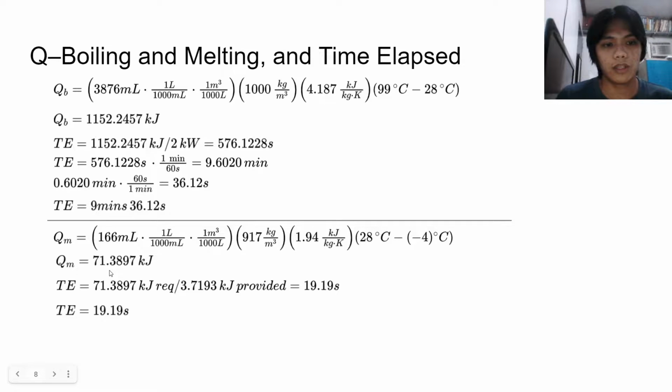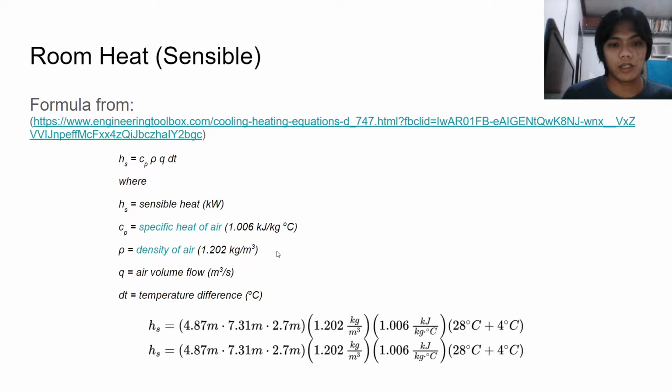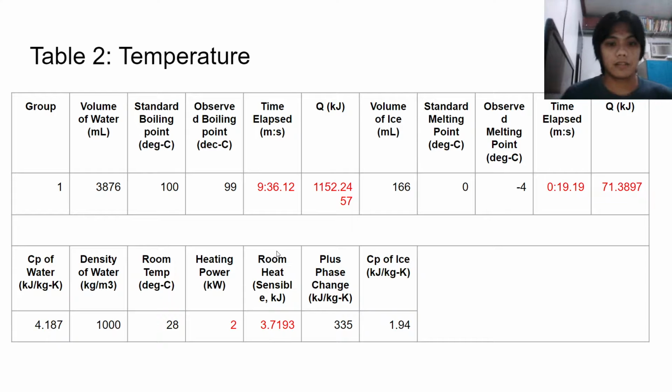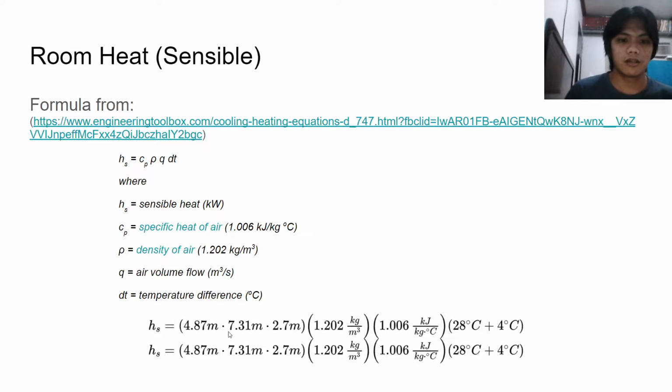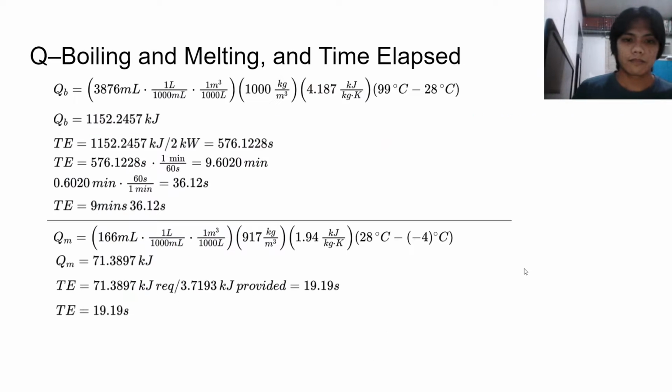The heat was 71.3897 kilojoules, and then we divided that by the heat sensible that we computed. This was 3.7193. So this was taken from here. This is the room heat sensible. And then, so again, we divided the heat by the room heat sensible, and then that is the time elapsed for the melting.